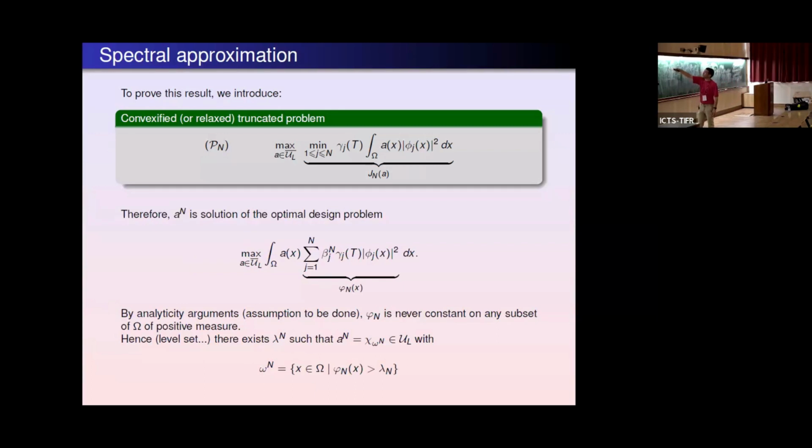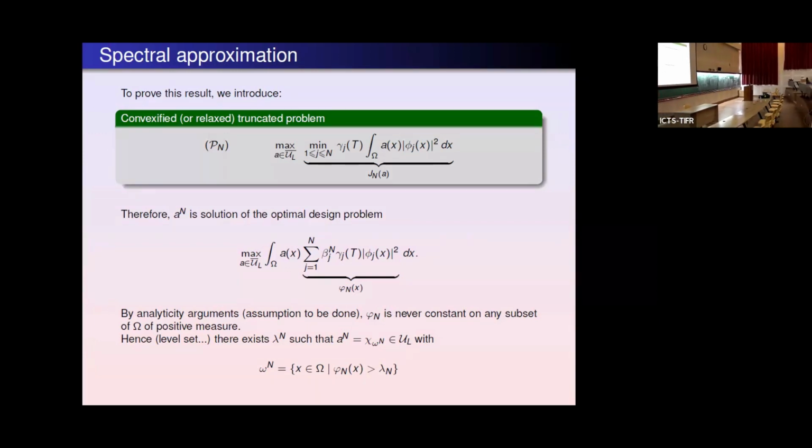Look at just the problem of maximizing over A the integral of A against some function phi n. Right, so you get immediately, again, it's a matter of bathtub principle, that An must be the characteristic function of some upper level set of the function phi n. That's all.